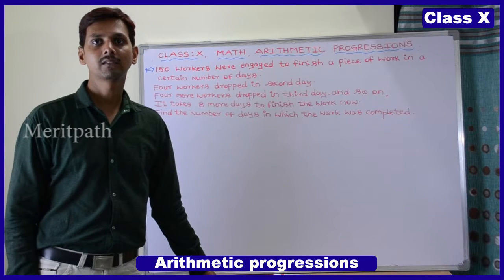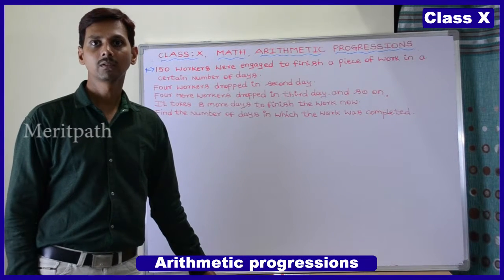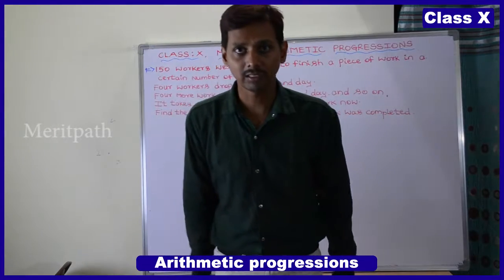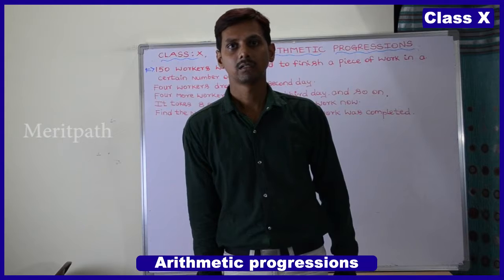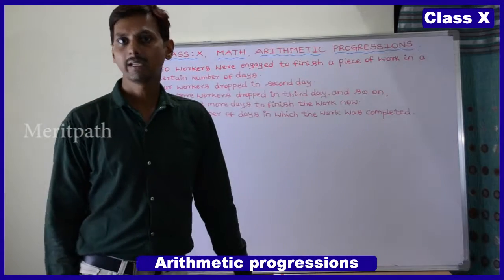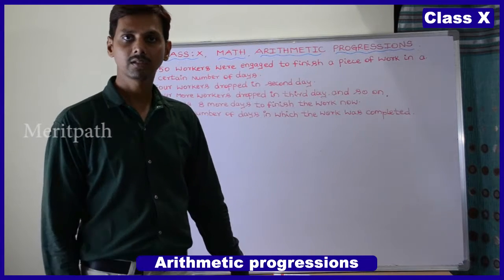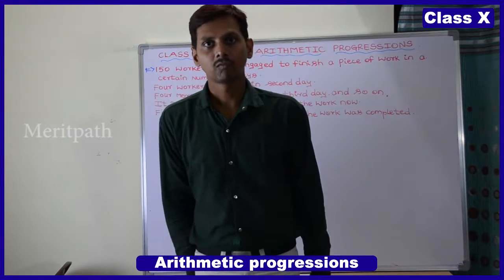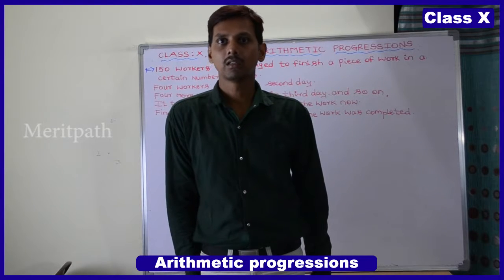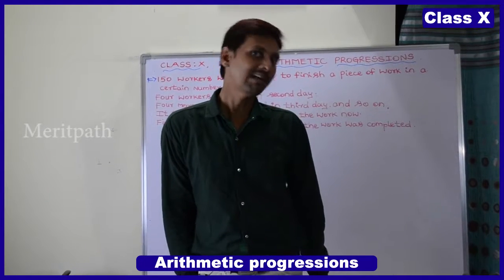Class 10 mathematics, arithmetic progression. There are 150 workers engaged in their work. Of those 150 workers, on the second day 4 workers are left. On the third day, 4 more workers are left. Continuing in this way, 4 workers leave every day.